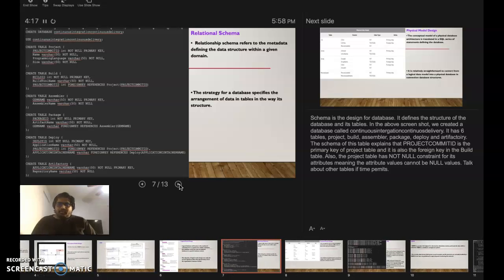Relational schema. Schema is the design of the database. It defines the structure of the database and its tables. In the above screenshot, we created a database called Continuous Integration and Continuous Delivery. It has 6 tables: project, build, assembler, package, deploy, and Artifactory. The schema of this table explains that project commit ID is the primary key of the project table, and it also is the foreign key in the build table. So all these details and the constraints, including the not null constraints, contribute to the relational schema.